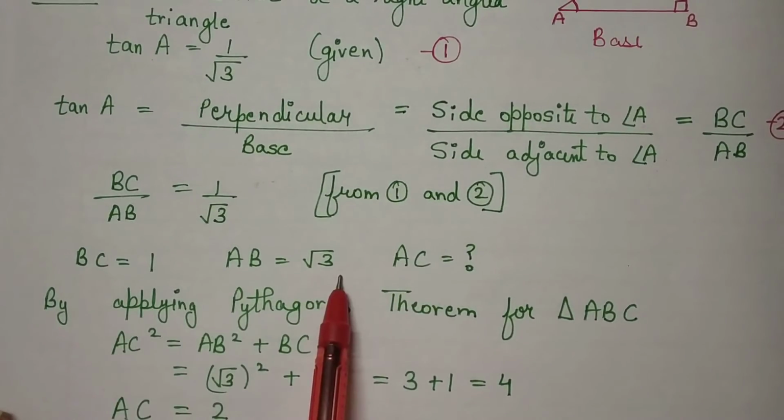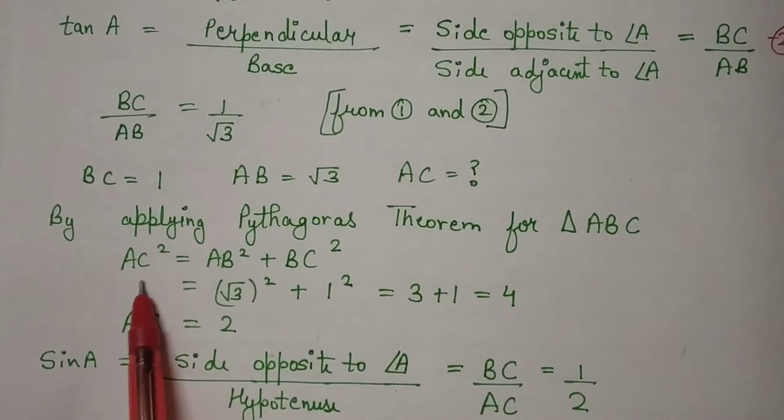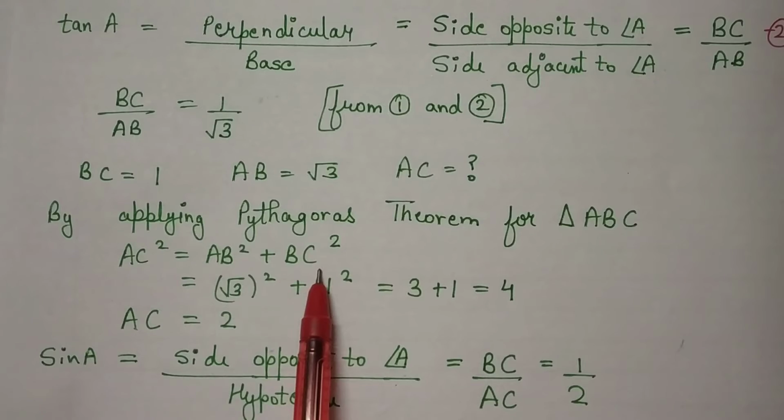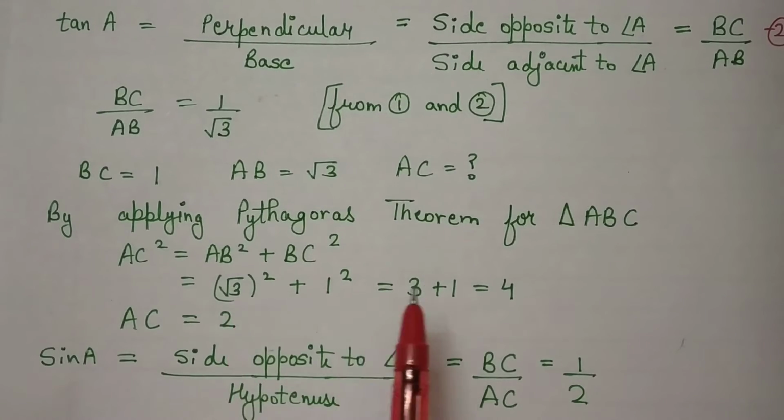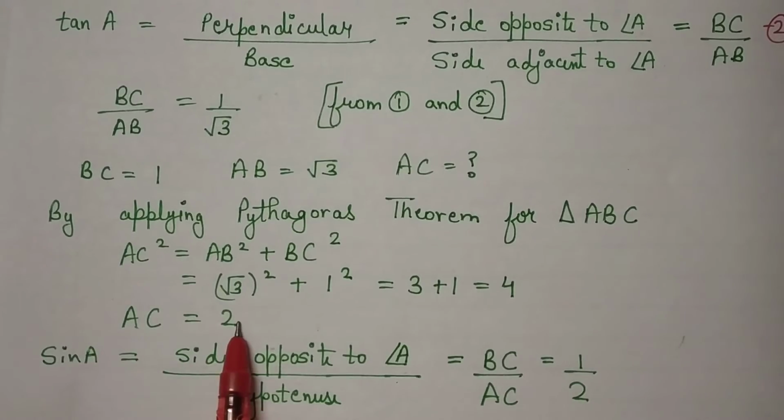Two sides I have got. The third side I don't know. So by Pythagoras theorem, hypotenuse square is equal to perpendicular square plus base square. Put the values. Taking the square, it is 4. Taking the square root, AC is equal to 2.